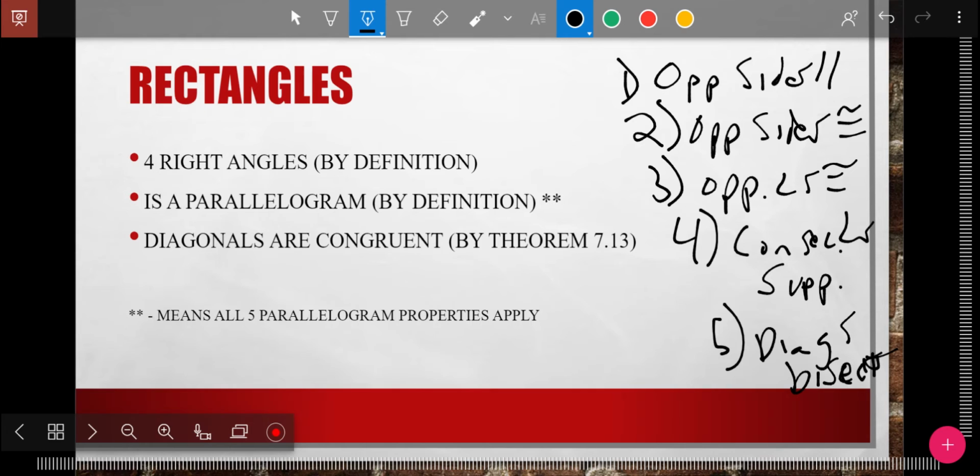All of these rules are because of that one. And then we have one additional rule that's only a rectangle rule: diagonals are congruent. Diagonals bisect each other because it's still a parallelogram, but because it's a rectangle, not in all parallelograms but in all rectangles, diagonals are congruent. So that's really 7 rules of a rectangle.